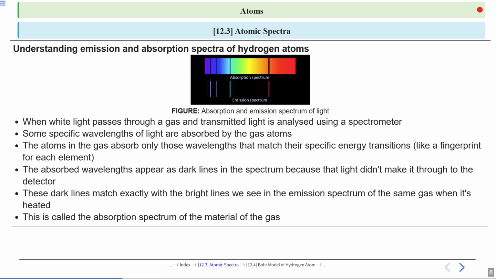So the pattern of dark lines we see is called the absorption spectrum of the gas. It's a powerful tool in physics and astronomy for figuring out what elements are present in a sample just by looking at the light it absorbs.